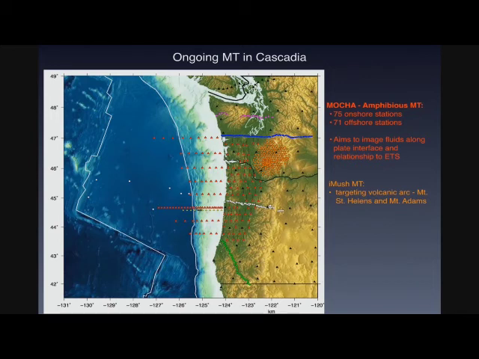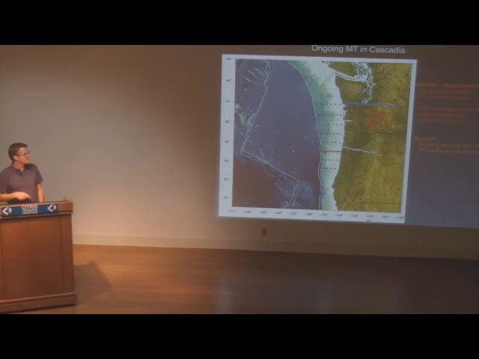There's also the iMUSH project here. These are the MOCA stations here for looking at ETS, and then there's the iMUSH project here, which is a few hundred MT stations. These are targeting Mount St. Helens and Mount Adams. I actually don't know what the results are yet. I don't know if they've got results out of this. They were still collecting the data last year. It's a big data set, and it's going to be a challenge for them to model this in 3D. They'll be able to do it, but it'll take a while. Adam Schultz is leading that.